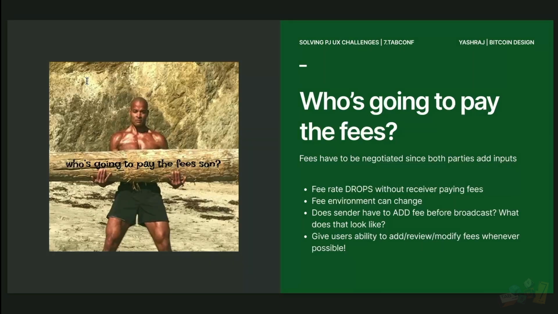The first point I think that we should note is that if the receiver doesn't pay fees, the fee rate drops, because when the sender created the PSBT, they chose a fee rate, the transaction size goes up, the fee rate goes down, and that can affect the confirmation time. Also, because we are talking about delays, the process can take a few hours, and maybe some other people broadcast their transactions and the fee rate goes up. That can happen too.